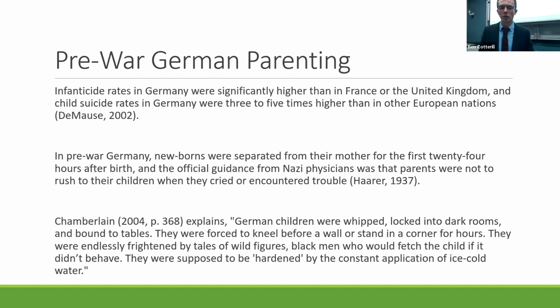One historian explains it like this: German children were whipped, locked into dark rooms, bound to tables. They were forced to kneel before a wall or stand in the corner for hours. They were endlessly frightened by tales of wild figures, black men who would fetch them if they didn't behave, and they were meant to be hardened by the application of constant ice-cold water. So the physical punishments are pretty extreme, pretty severe at this time, and historians focus on the higher suicide rates than in other European countries and argue that a large reason for these higher suicide rates was because children were trying to avoid the punishments that they might face from their parents, or the constant physical discipline that they might have from their parents, and that for them, death, in some cases, seemed a better way out.